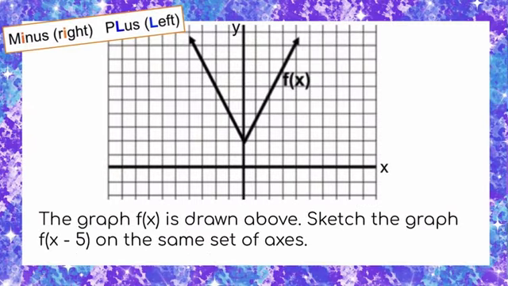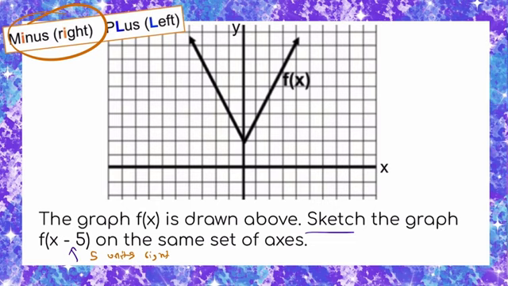The graph of f of x is drawn above. Sketch the graph of f of x minus 5 on the same set of axes. If they ever ask you to sketch something on an exam, you just want to do your absolute best. They know you're not a computer and you might make some mistakes. But anyways, if we have a minus 5 inside parentheses, is that going to be to the left or to the right? Minus is right, so we're going to go 5 units right.